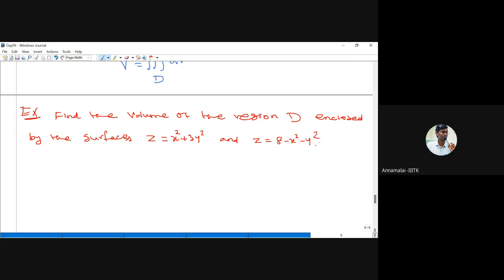So therefore you have to take the function f of x comma y comma z as 1. Now what is the volume? The volume formula is the triple integral over D of dV. So first you have to write the limit for x, the limit for y, and the limit for z.